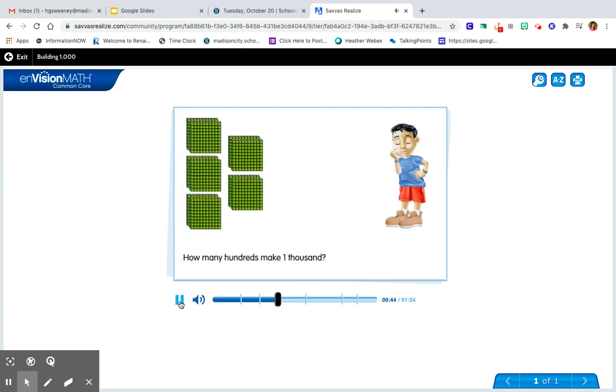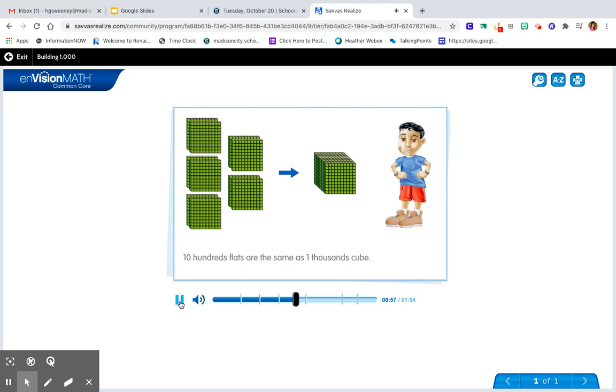How many hundreds make 1,000? 10 hundreds make 1,000. 10 hundreds flats are the same as 1 thousands cube. What is the number? Let's find out.